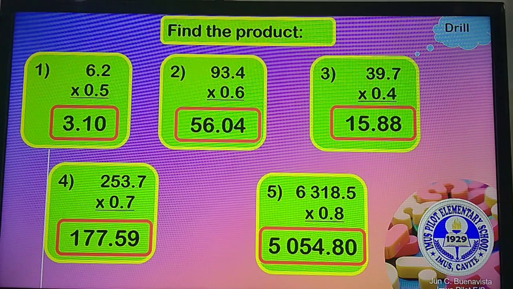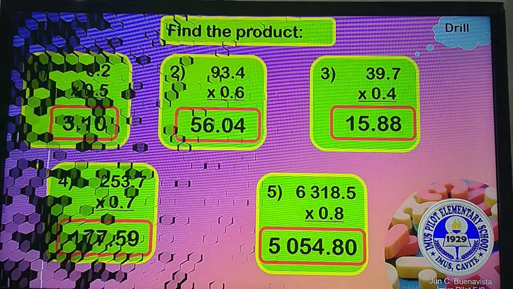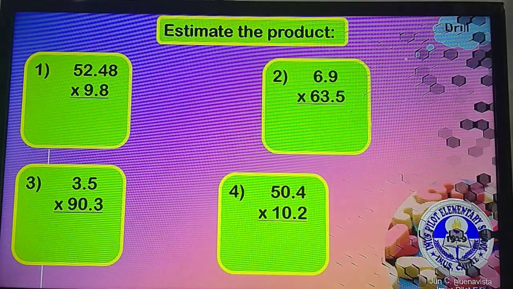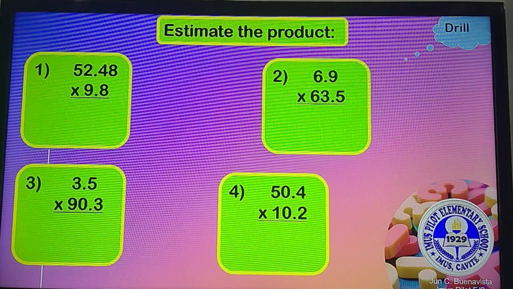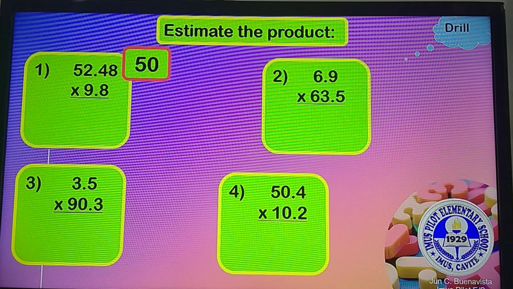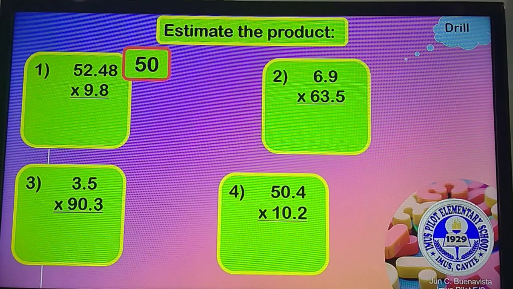Okay, next. We're going to estimate the product of each number. Number 1, we have 52 and 48 hundredths times 9 and 8 tenths. So 52, we look at the digit at the right, which is 2, less than 5. Therefore, 52 becomes 50. Then we have 9 and 8 tenths.